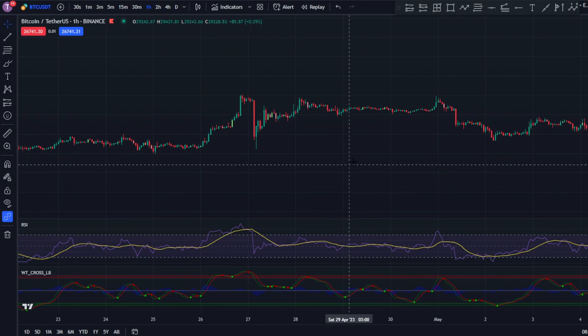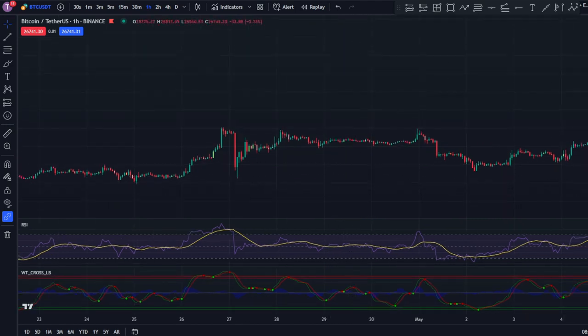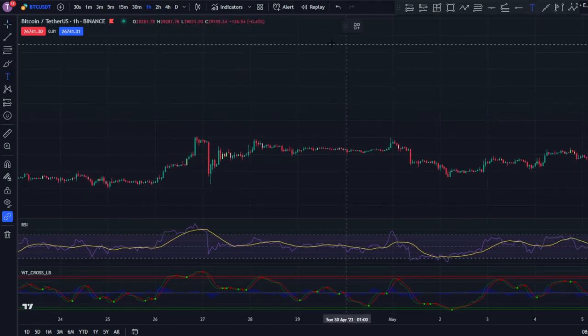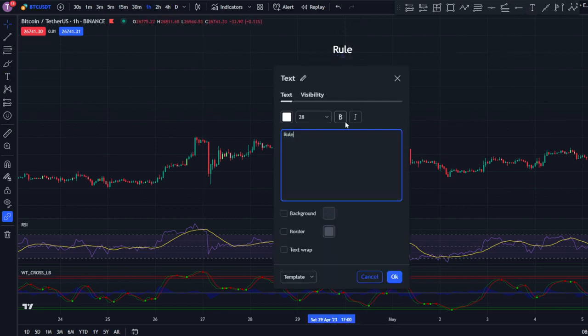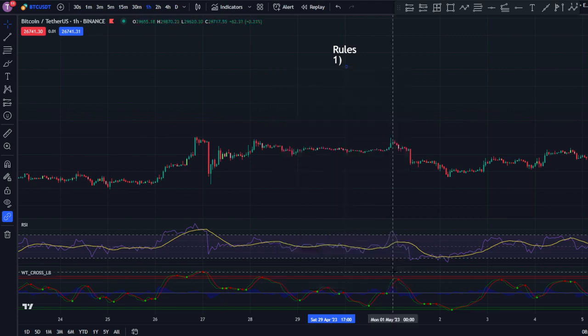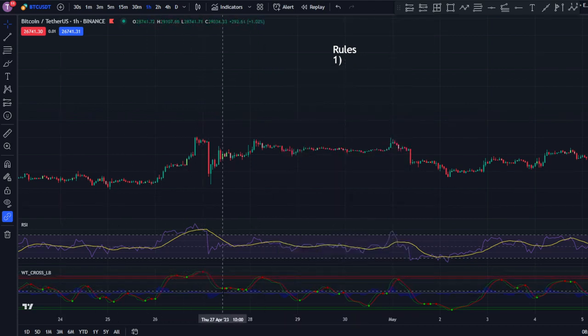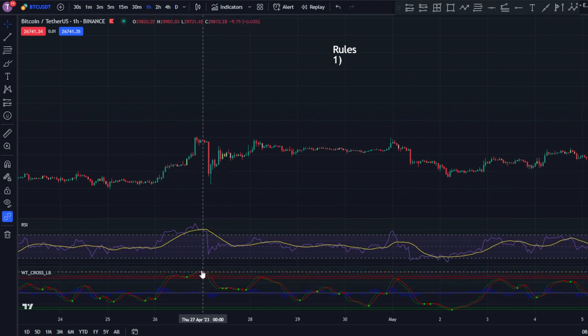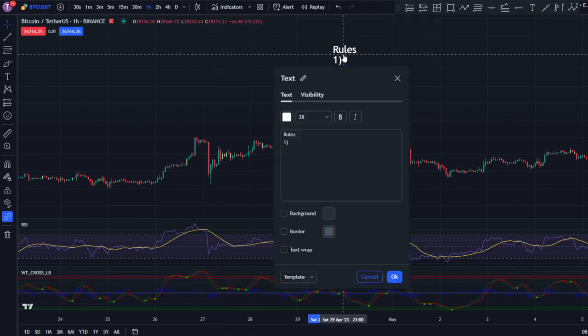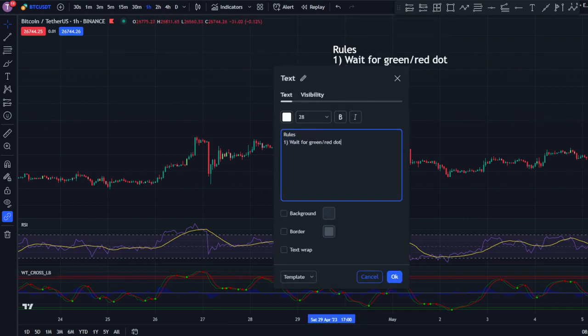First up, I'm going to teach you guys the rules for this strategy. So let's write it out. The rules are very simple. First, what we'll be looking for is on the Wave Trend indicator. What we see is these red dots and green dots. Whenever there is a green dot, you want to take a long position. Whenever there's a red dot, you want to take a short position. So wait for a green or red dot to appear.